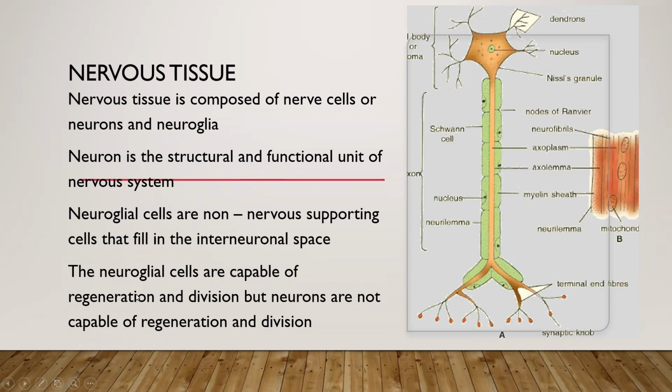The neuroglial cells are capable of regeneration and division. Regeneration means they can be produced, repaired, and replaced, and they are able to divide also. But neurons are not capable of regeneration and division. Why is it so? Because neuroglial cells contain a centriole, and because of the centriole, they are able to divide, repair and regenerate. But neurons cannot be divided or regenerated.